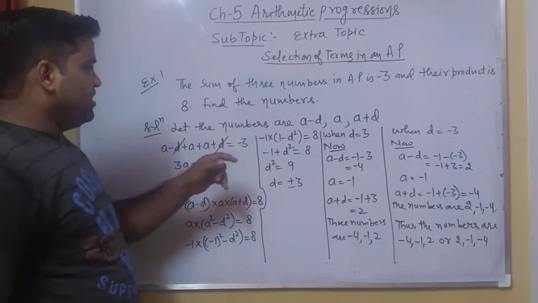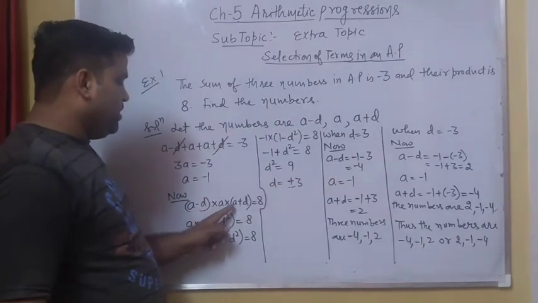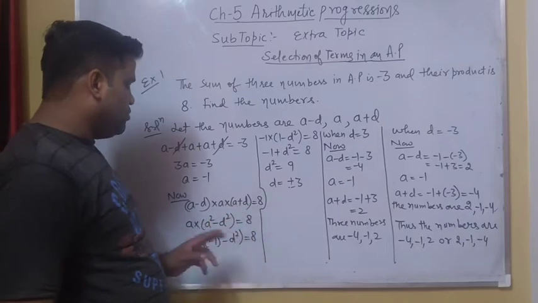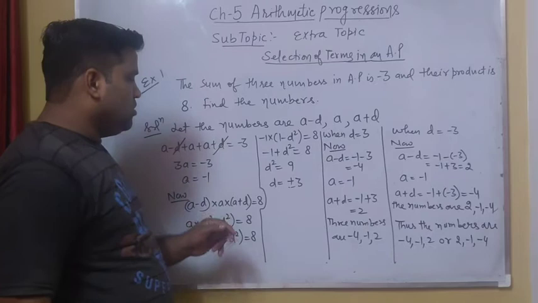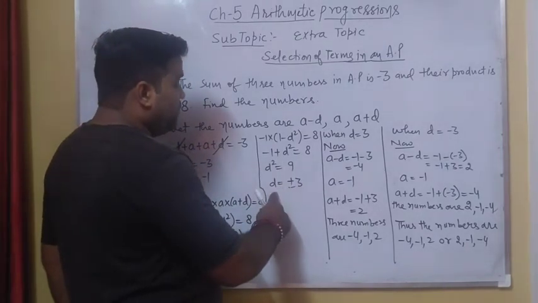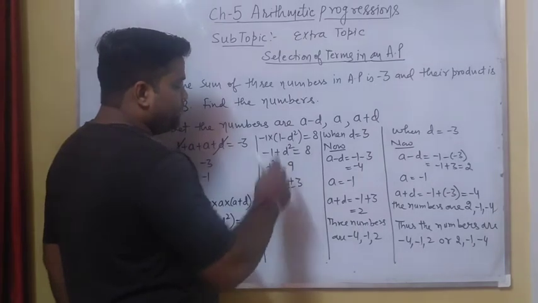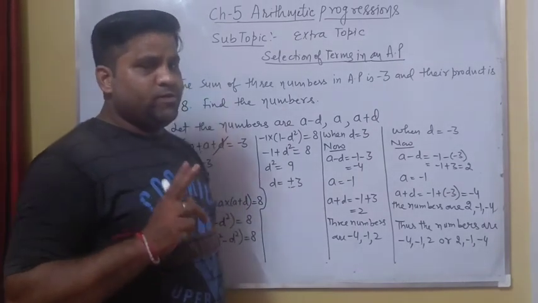As the product of these three numbers is given, which is a minus d multiplied by a multiplied by a plus d equal to 8 on 4, here on putting the value of a equal to minus 1 and solving, we get d square equal to 9 and finally we get the value of d equal to plus minus 3. So here we have the two values of d, which are plus 3 and minus 3.